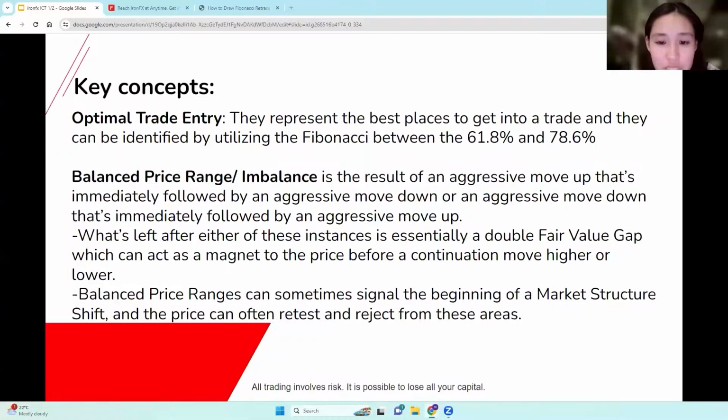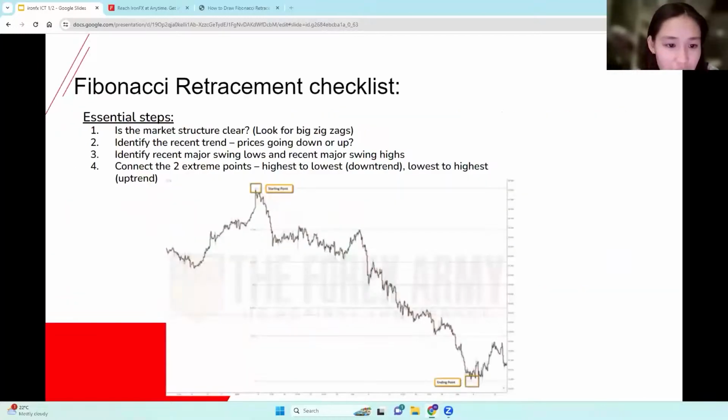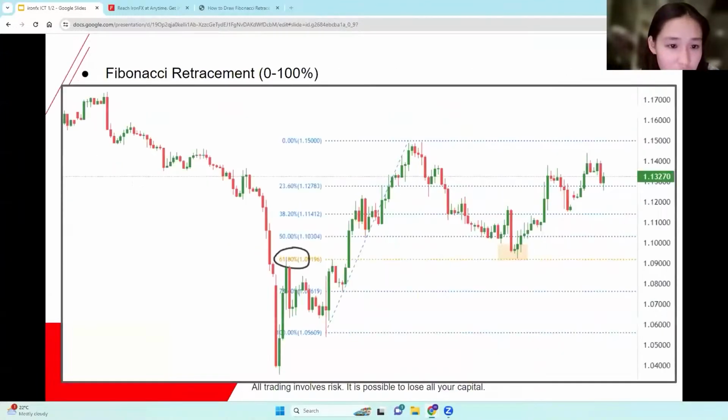For an uptrend, do we start the Fib 0 at the bottom or the top? Okay, I'll show you in a bit. Something like over here, we would draw it with your starting point here, and then your ending point would be here. So your 0% would be at the top.